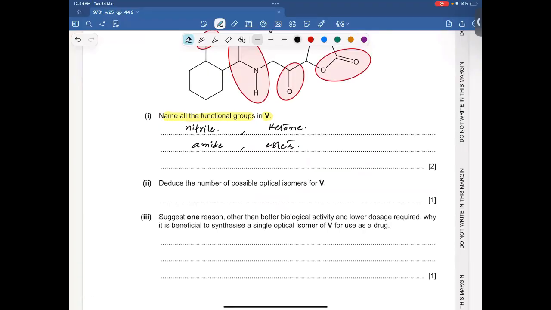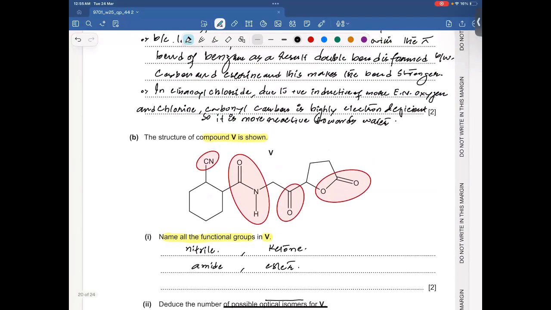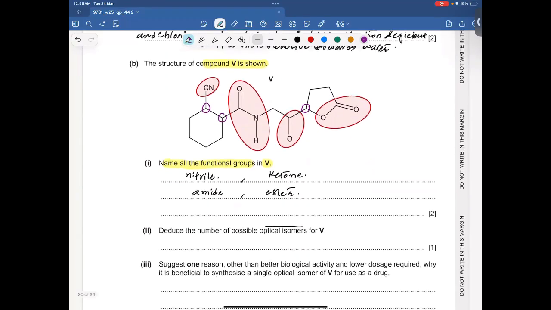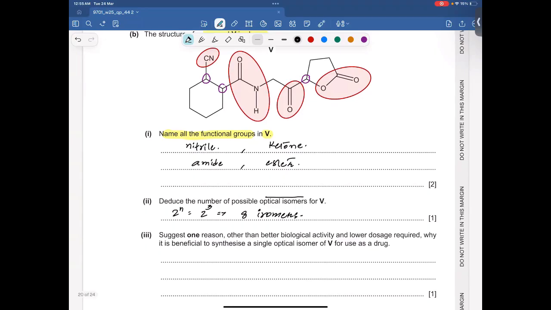Reduce the number of possible optical isomers. Oh my goodness. For that, I need to determine the chiral carbon atom. So this must be the chiral carbon atom. This must be another chiral carbon atom. And this must be another chiral carbon atom. So we have 3 chiral carbon atoms. So I'm going to use 2 to the power n. So I'm going to write 2 to the power 3. So it's going to be 8 isomers. That's what we have done in A1, right?